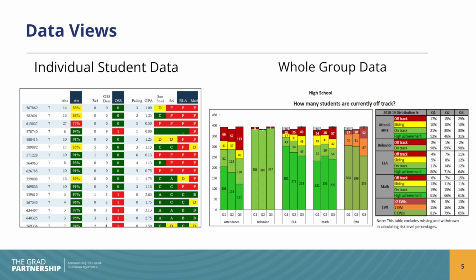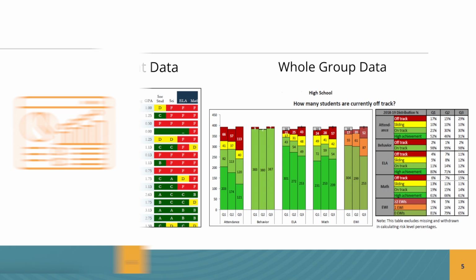On the right is an example of a whole group data view. It shows comparative ABC data through the school year. In this view, it is easy to track changes over time. The number of students can be seen in the bars to the left on this chart, and percentages are found on the right. The number of EWIs that students are flagging for are included on the bottom of the chart.